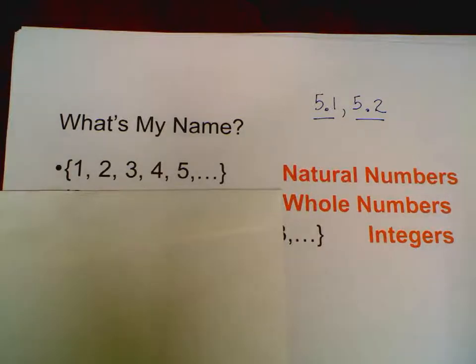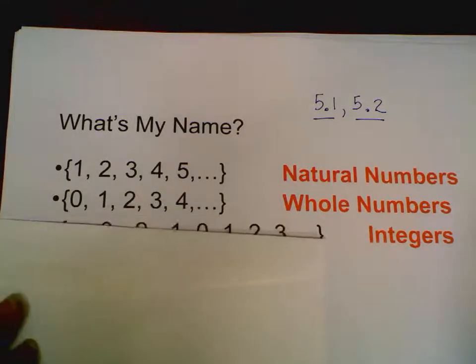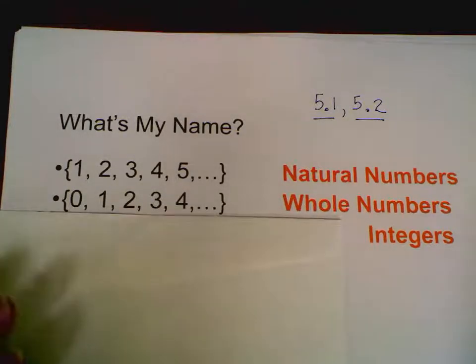Whole numbers, like they sound, are whole. They're not fractions, they're not decimals. So it sounds a lot like natural numbers, but we include 0. If you include 0, 1, 2, 3, 4, 5, on and on and on to infinity, those are whole numbers. So what type of number is 5? It's natural and it's a whole number. But 0 would only be a whole number.